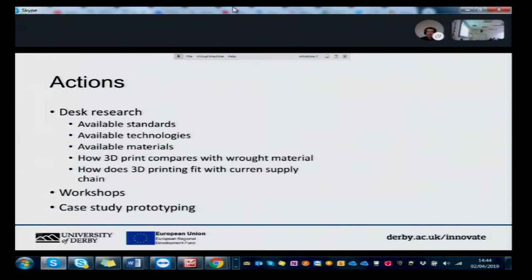We researched not only metal, we researched plastic, ceramics. Also, we checked different available technologies. For example, 3D printing is one of them, but we also checked ultrasonic lamination technologies of metal strips.